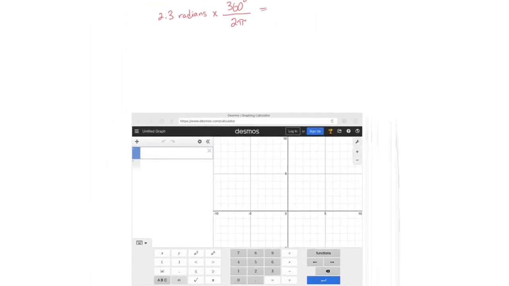Let me do that on my decimals here. So 2.3 times 360 divided by 2 pi. Okay, so 131, call it 132 degrees. So if I'm on a quadrant, I start here, this is 90. 180 is all the way over, right? So it's not that far. So it's 90 plus another 40. It's probably in there somewhere, is where 2.3 radians would be.